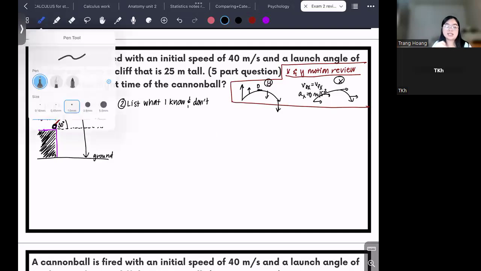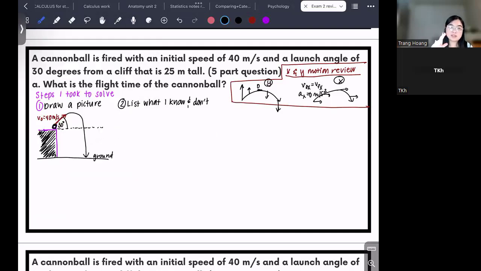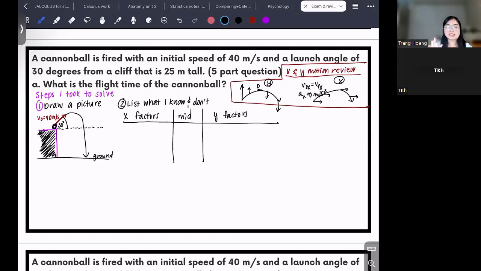What I'm going to do is list what I do and don't know, but in terms of X factors, Y factors, and ones that don't matter where they are. So I'm actually going to make a table. I should have made this earlier, my bad. I have X factors, and I have my Y factors, and I have what I call the mid, like it doesn't matter where it goes because it's the same in both. And so once again, we talk about our mid, right? So this is kind of like our resultant. So I'm going to say 40 meters per second. I'm going to say time is here too, because time is the same in both X and Y.